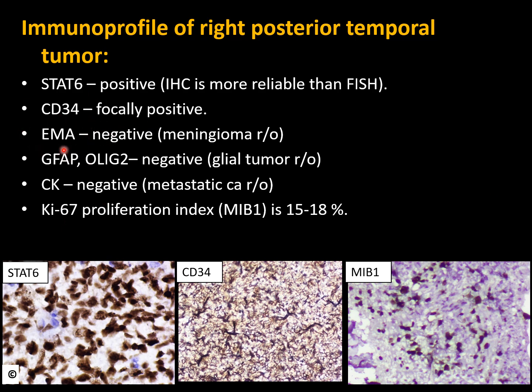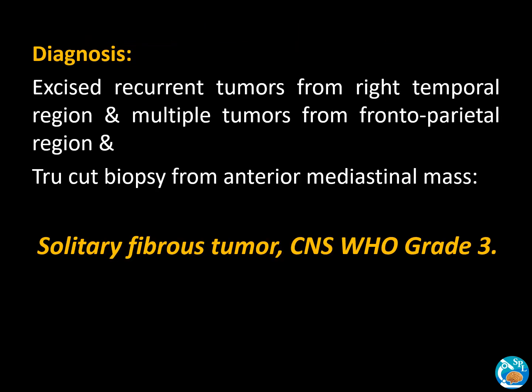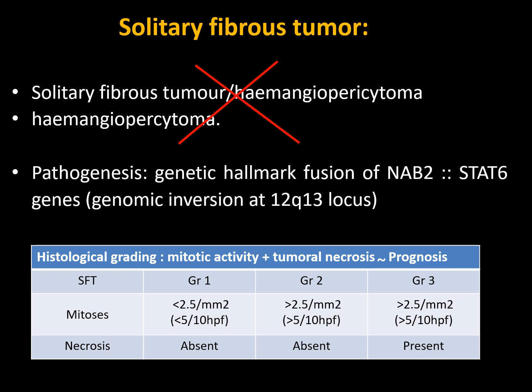So, EMA negative ruled out the possibility of meningioma. GFAP OLIG2 negative ruled out glial tumor. CK negativity ruled out a metastatic carcinoma. And the Ki-67 proliferation index was much higher, that is 15 to 18%. Now, this is the immunoprofile of the anterior mediastinal mass, and you can see there is strong STAT6 nuclear positivity. So, the diagnosis we rendered was a solitary fibrous tumor, CNS WHO grade 3.